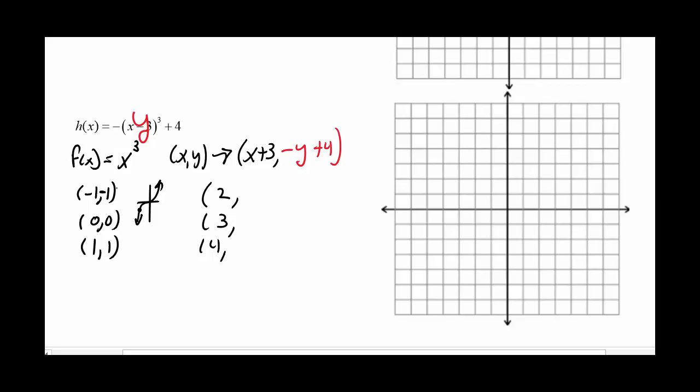So for negative 1, the negative makes it 1, plus 4, so that's 5. 0 plus 4 is 4. And this one is 3. Okay, so then we're going to plot those. 2, 5: 1, 2, 3, 4, 5 right there. 3, 4: 1, 2, 3, 4. And 4, 3: 1, 2, 3. Then I have to remember that there's a curve to it, and so my graph should look something like that.